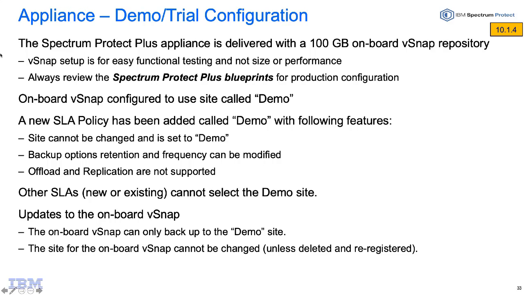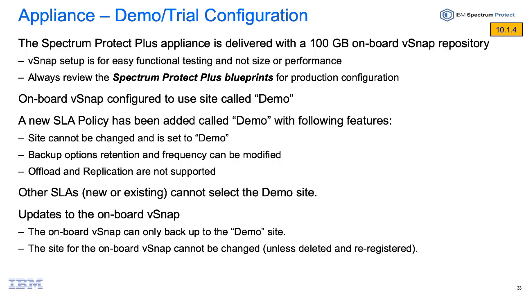And also from a performance perspective, in many cases, if you're setting up a Spectrum Protect Plus environment in a production environment, having just the onboard virtualized vSnap might not give you the production performance that you need. So really, this vSnap setup is designed for you to do easy functional testing and not size or performance.